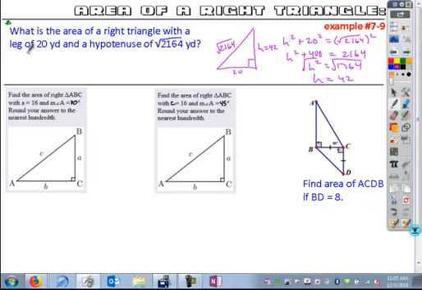Once I have that, I can now find my area. Area is equal to 1/2 the base of 20, the height of 42. Half of 20 is 10. 10 times 42 gives me 420. The units were yards. The area is two-dimensional. So I get 420 square yards as my solution.